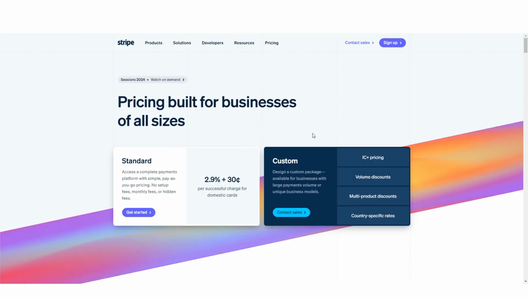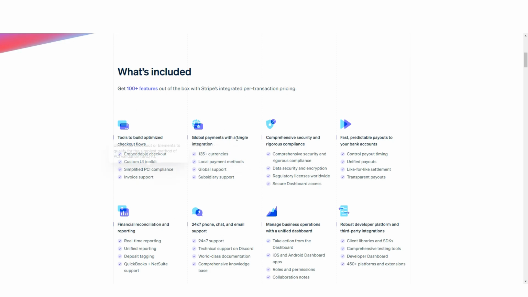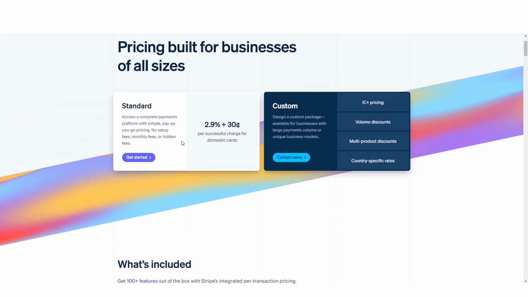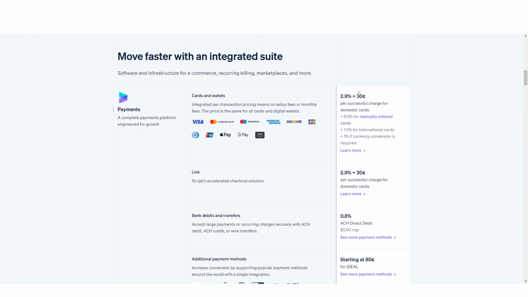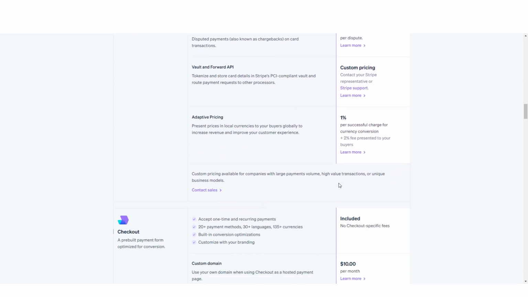Stripe operates on a pay-as-you-go pricing model with no setup fees or monthly charges. Users are charged a small percentage fee per transaction, which varies depending on factors such as transaction volume and payment method. While Stripe's fees may be higher for certain types of transactions, its flexibility and scalability make it a popular choice for businesses of all sizes.